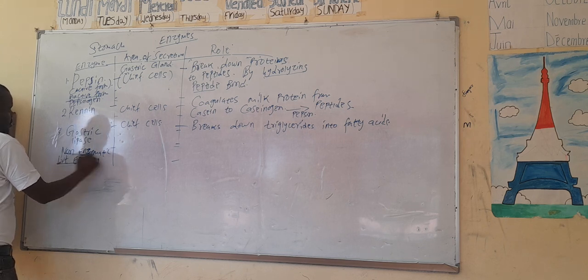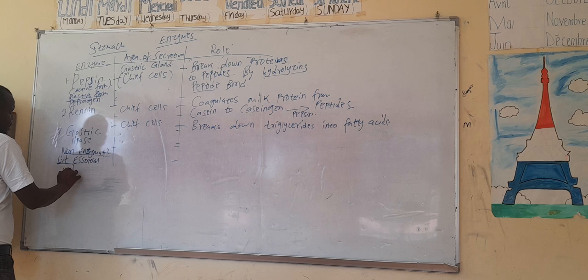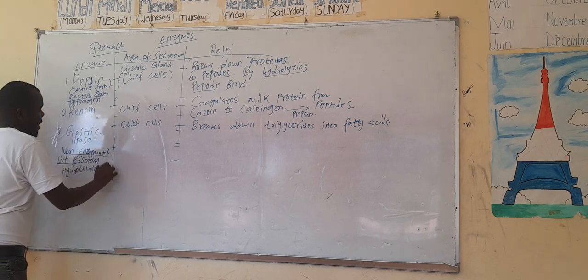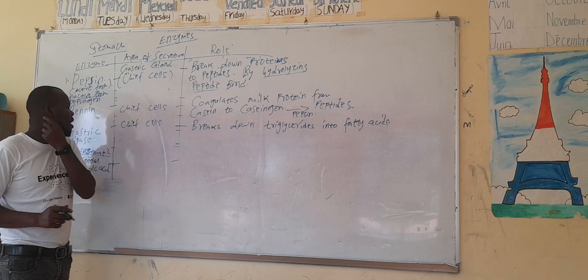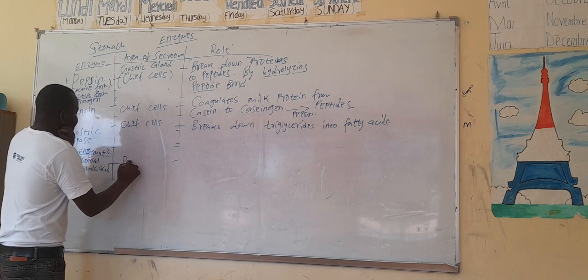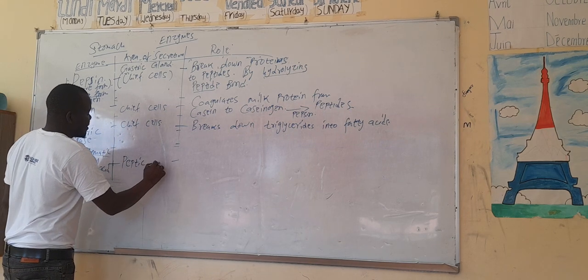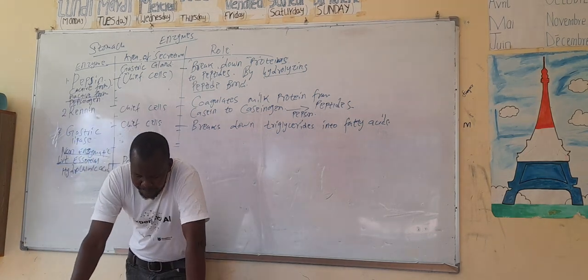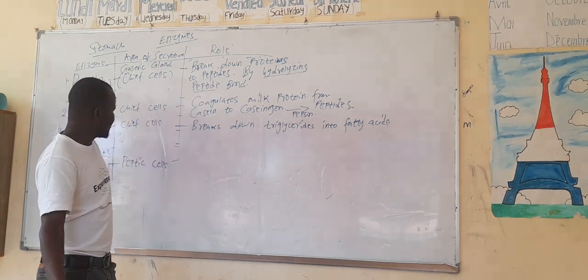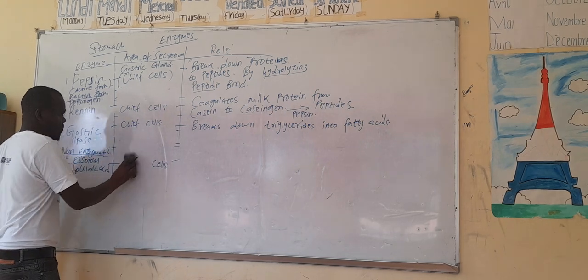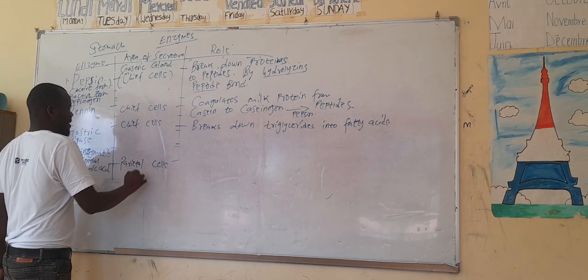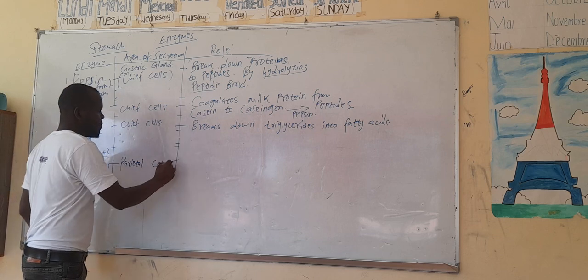Which are those ones? We have hydrochloric acid. And this hydrochloric acid is produced by parietal cells. Sorry, not peptic cells, parietal cells. And this one will have three functions.